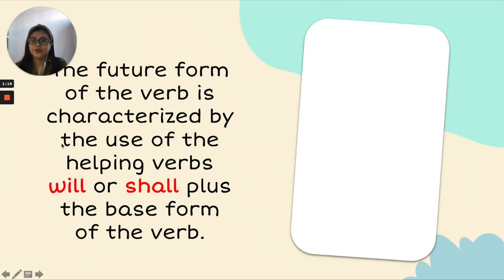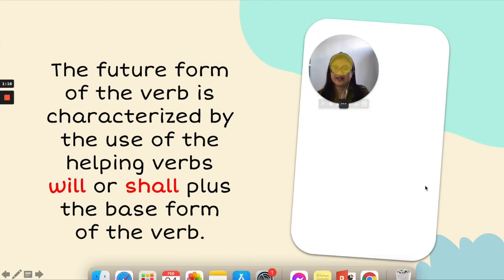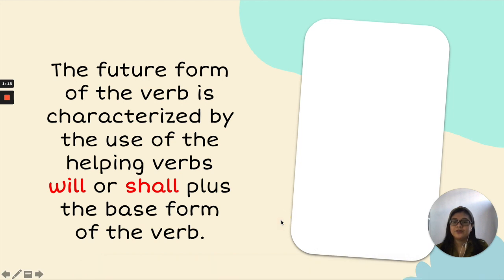So the future form of the verb is characterized by the use of the helping verbs will or shall plus the base form of the verb. These two can be used interchangeably, but you have to use them when you write sentences in the future tense of verbs.